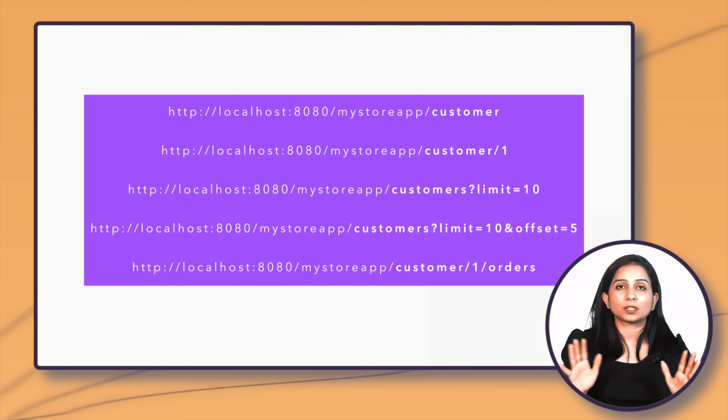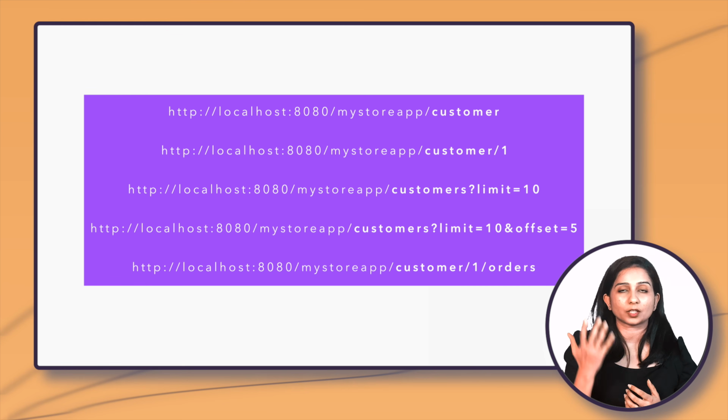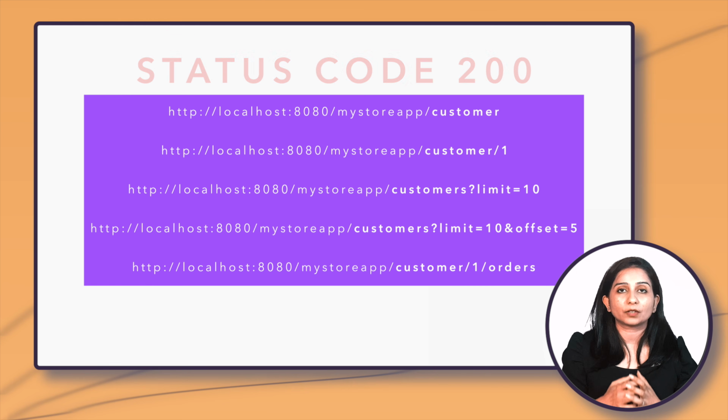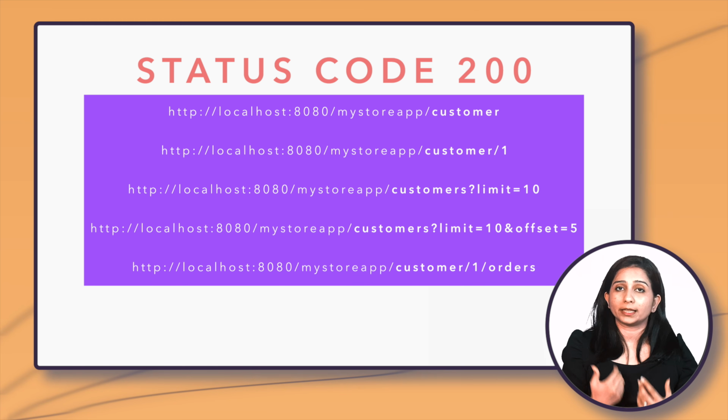As you can see, right now we have just seen all the cases where we are getting a response from the server in case of all the GET queries like customers, orders, and the response code that we get here is 200. Now let's see what errors could happen in these cases.